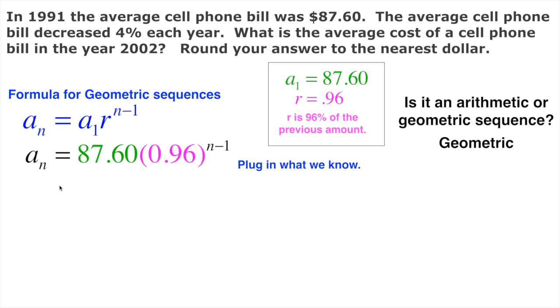So I plugged in the information I know, $87.60. This was the original amount in 1991. And 0.96 is our ratio. It goes down 4%, which means we have 96% of our previous amount.